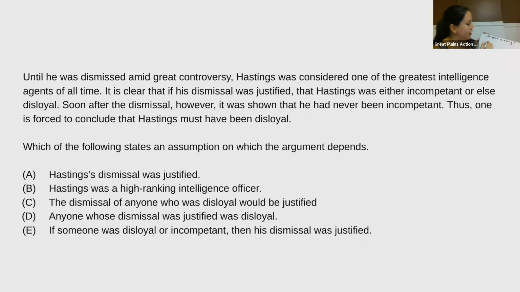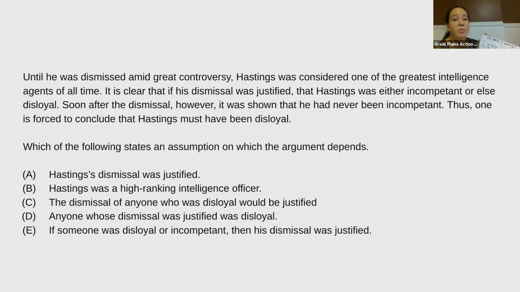So if justified, we've got a conditional statement there. If justified, then Hastings was either incompetent or disloyal. We have a disjunction there, so either I or D. Okay, there's our first premise. Soon after the dismissal, however, it was shown that he had never been incompetent. All right, not I.